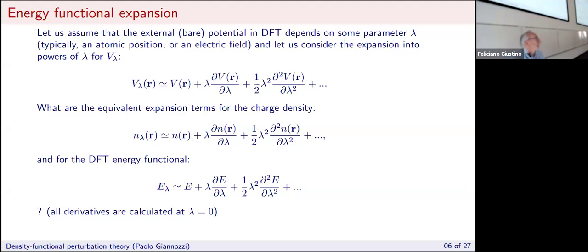Depending upon a parameter. Let's call the parameter lambda. Lambda equals 0 is the ground state. A small finite lambda is a perturbed case. So we can write the potential acting on electrons as a function of lambda and expand it around lambda equals 0. And this gives this expansion. So the point is now, how can I write the equivalent expansion terms for the charge density and for the energy?